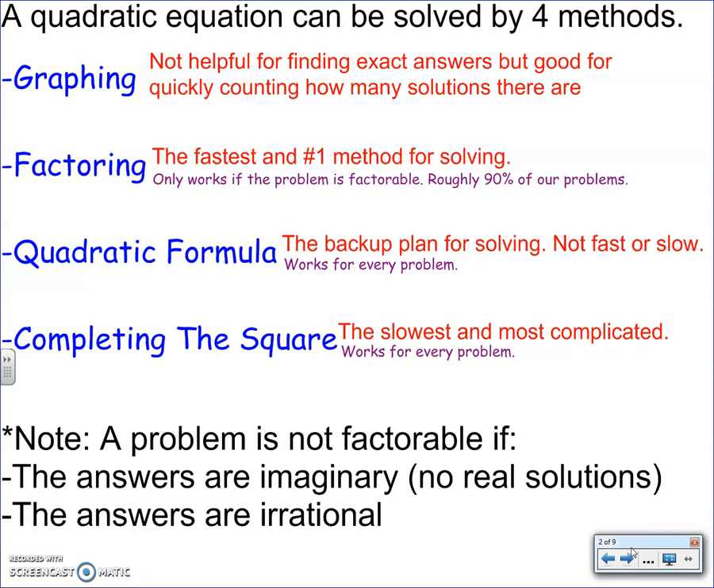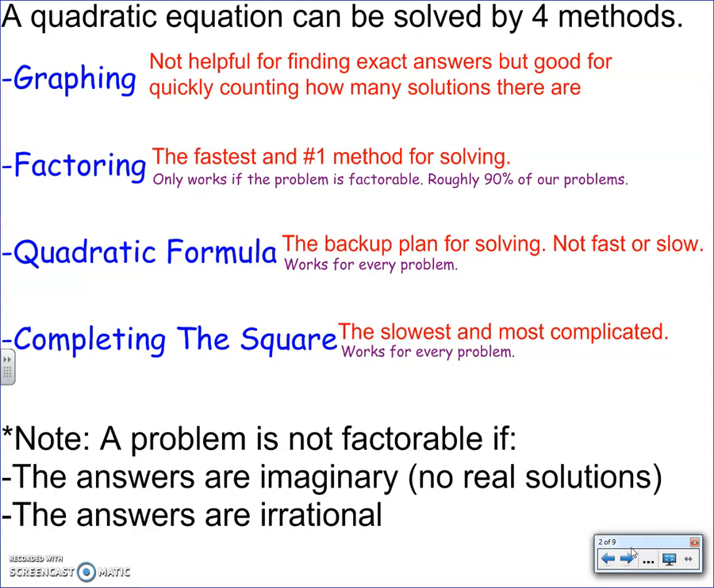The second method is factoring. That is the fastest and actually the number one method for solving. It only works if the problem is factorable, which 90% of our problems are. The third method is the quadratic formula, and this is our backup plan for solving. It's not fast or slow, it's right in the middle, but works for every single problem. If a problem is unfactorable or it takes you more than a minute, you should try the quadratic formula.